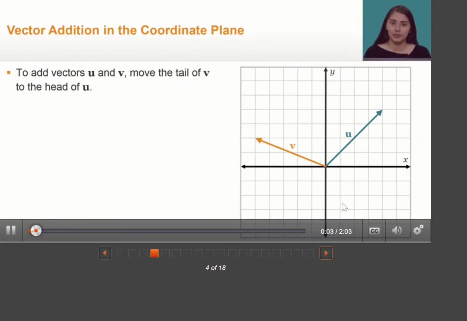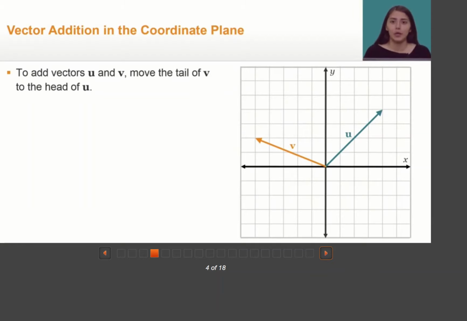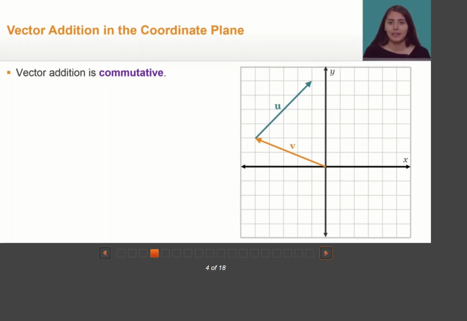Let's now take a look at vectors u and v in the coordinate plane. We can rearrange these vectors by moving the tail of one vector to the head of the other in order to add them. Let's move the tail of v to the head of u. We can now draw the resultant vector by going from the tail of vector u to the head of vector v. We originally moved the tail of v to the head of u, but vector addition is commutative, so we can also move the tail of u to the head of v. As you can see, this produces the same resultant vector.